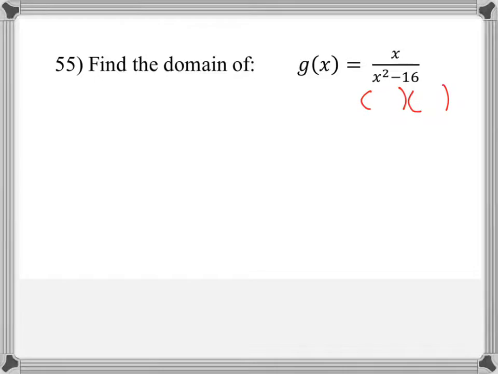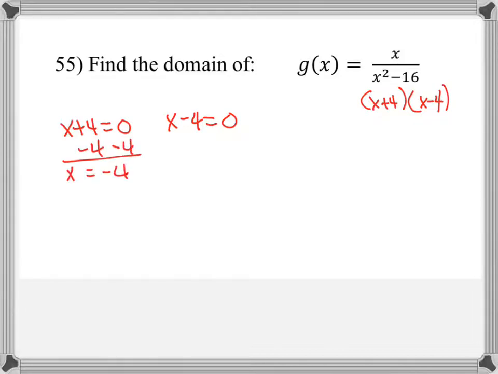This is a difference of two squares, x squared minus 16. The square root of x squared is x, and the square root of 16 is 4, so one term is x plus 4, the other term is x minus 4. What we need to do is find out what values of x make the denominator 0. So set each factor equal to 0: x plus 4 equals 0, x minus 4 equals 0. Solving, we get x equals negative 4, or x equals positive 4.